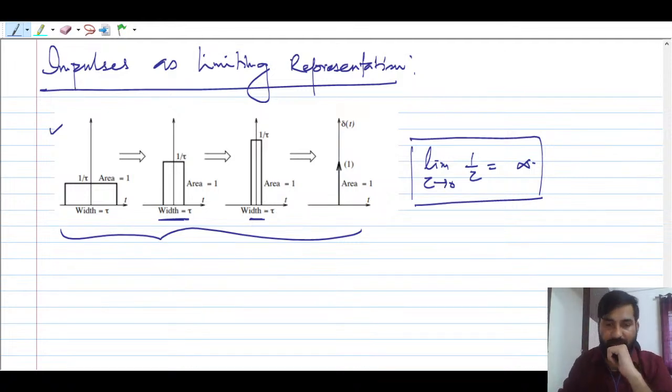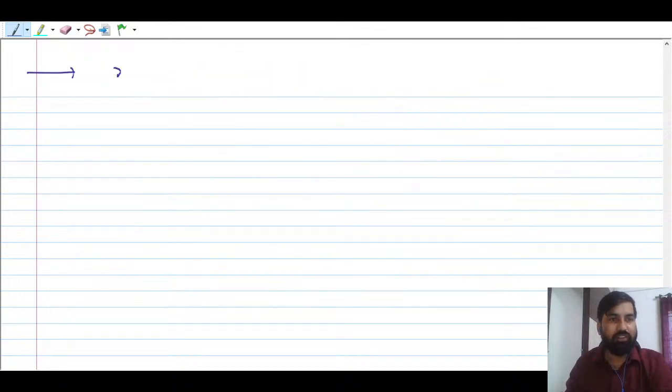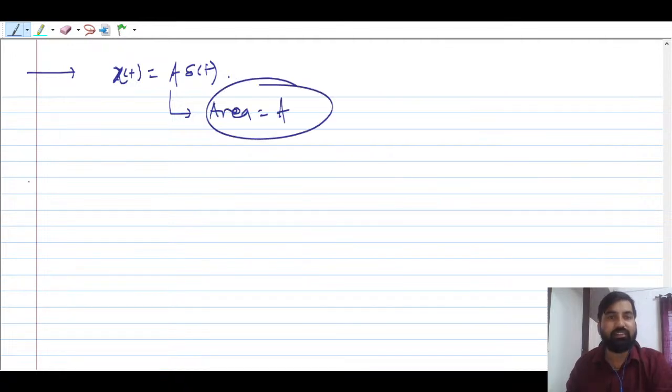So, area of impulse. Suppose you have a signal x of t equal to A delta t. What is the strength here? This A is nothing but the area. Remember, this A is nothing but area. But the height is going to be infinite only, in the case of a continuous time signal. These are the important concepts that you have to remember.